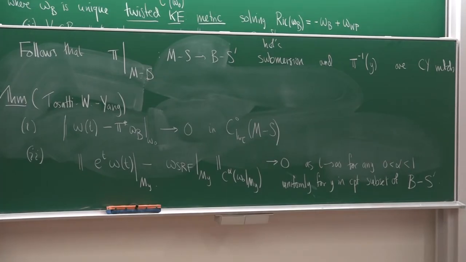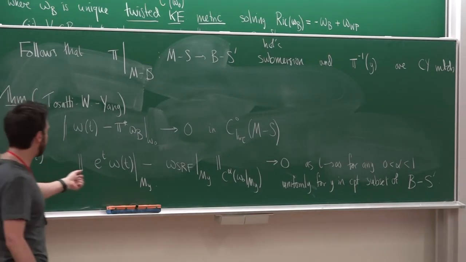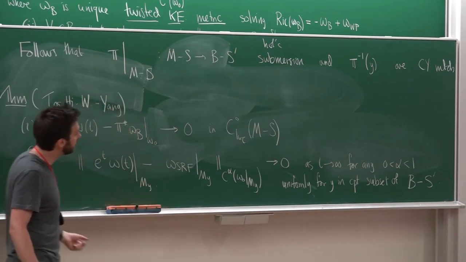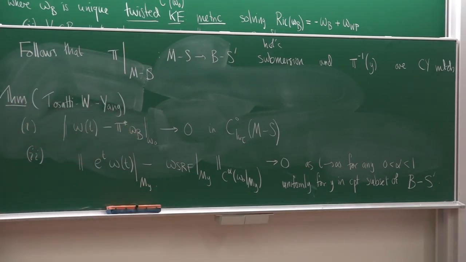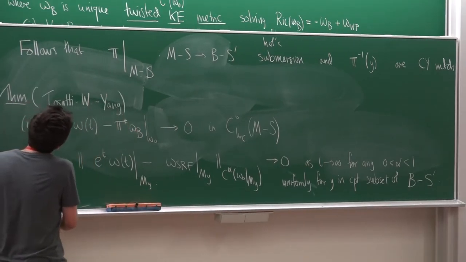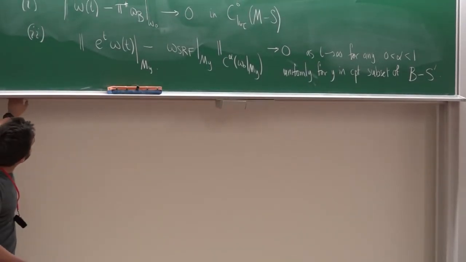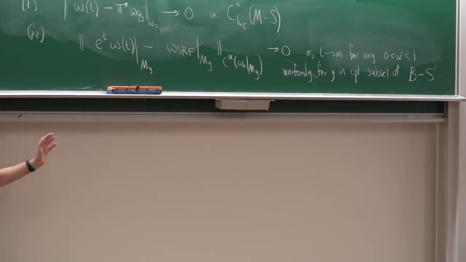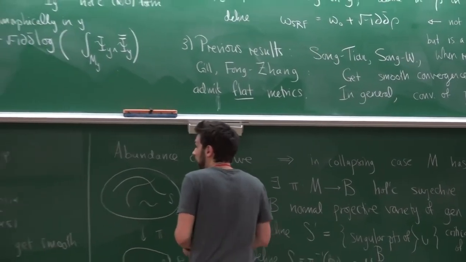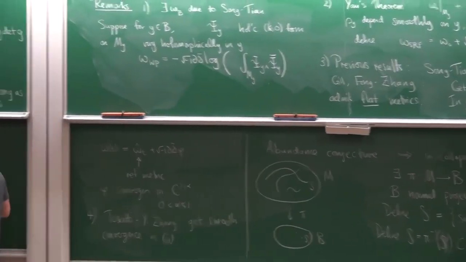Right, and again, the Tosatti-Zhang result would apply here. In fact, they get better. They actually get smooth convergence on these fibers. Okay, so this is at the moment what's known. Of course, it's not the ideal result, you perhaps want to know globally what happens, but at the moment we just have to work away from the singular points. All right, so that was what I wanted to say about the collapsing case.